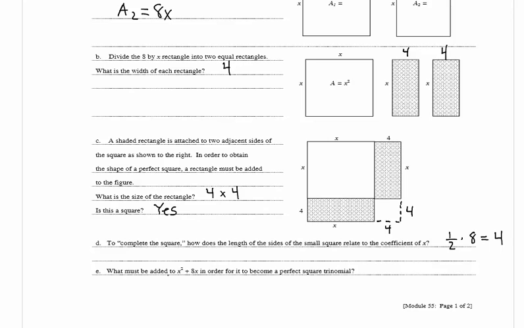And then it says, what must be done to x squared plus 8x in order for it to become a perfect square? And we must add 4 squared to it. And 4 squared is equal to 16. So we could say that x squared plus 8x plus 16 is equal to x plus 4 squared.